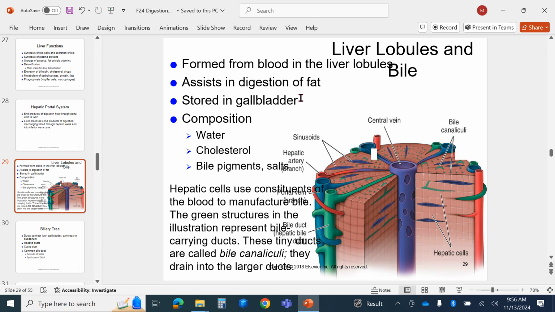You know that you don't have any more food content once that has reared its ugly head. So bile is stored in the gallbladder. Its composition is water, cholesterol, and bile pigments. The hepatic cells use constituents of the blood to manufacture bile. The green structures in the illustration represent bile-carrying ducts. These tiny ducts are called bile canaliculi, and they drain into larger ducts.